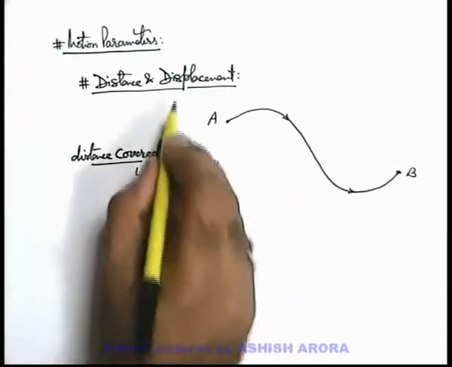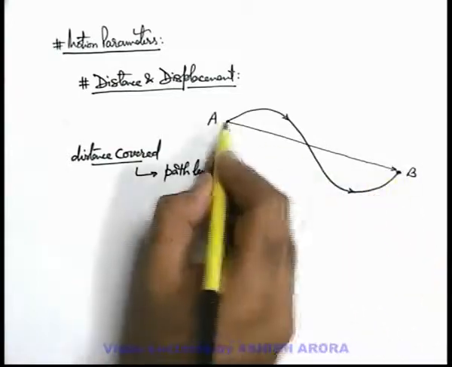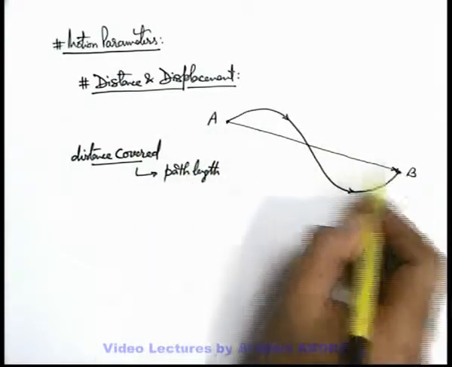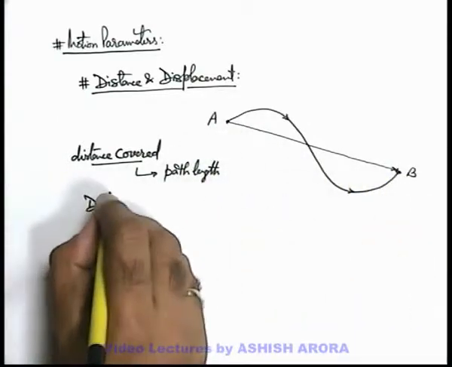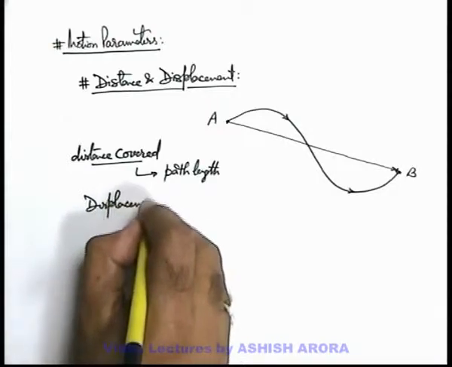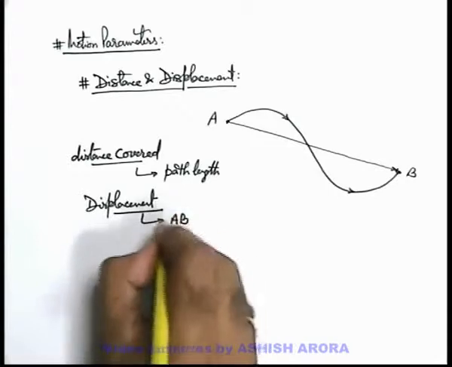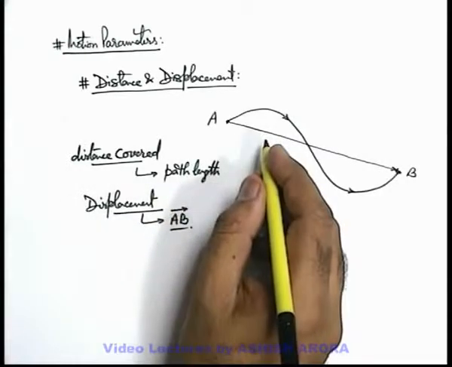If we talk about the term displacement, it is the shortest distance between point A and point B. We call it a displacement vector because displacement is a vector quantity. When we talk about displacement, it is simply a straight line length, A to B. The AB vector is the displacement vector which is associated with the body.